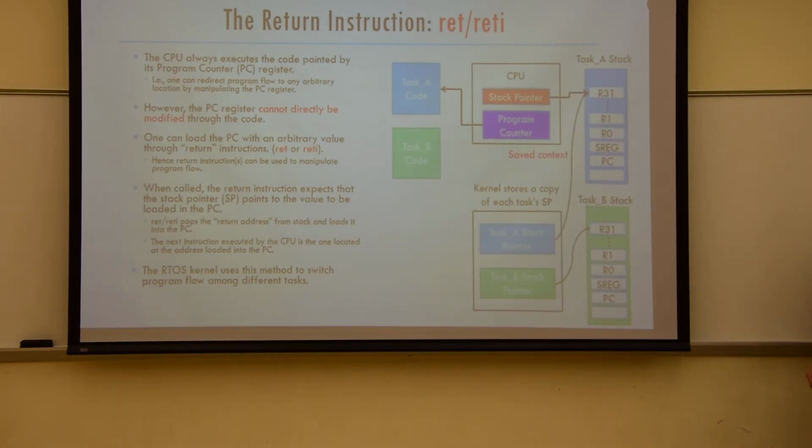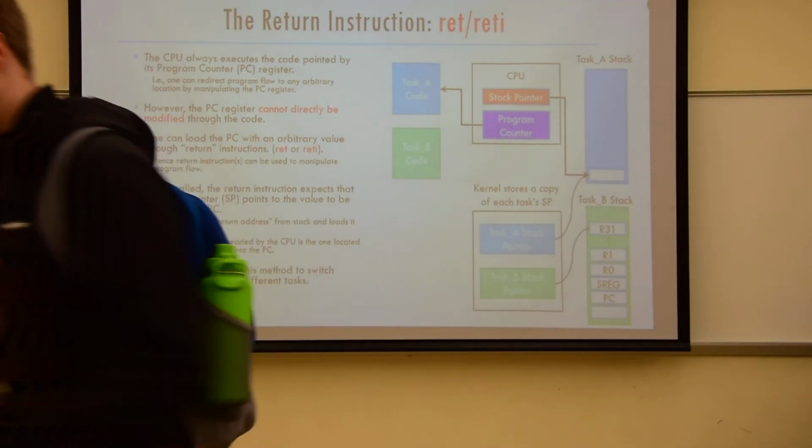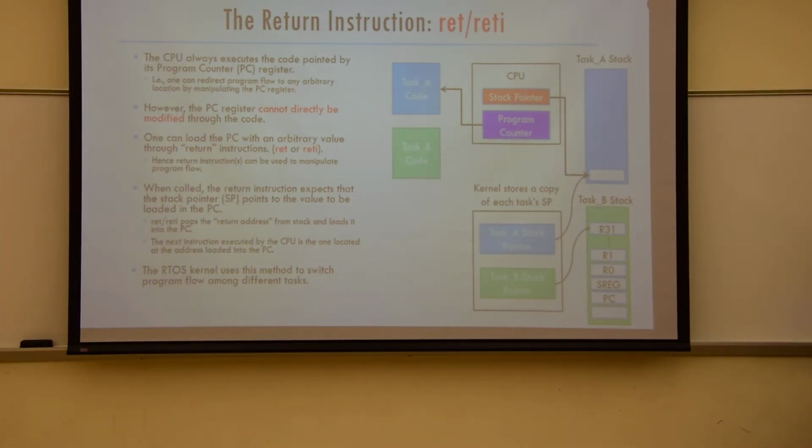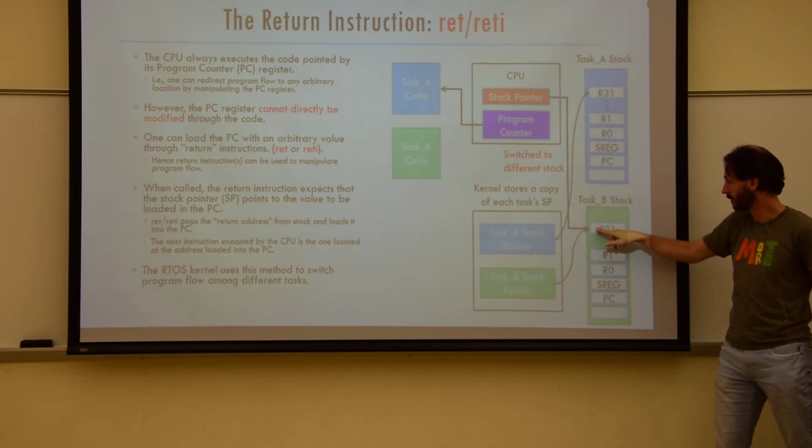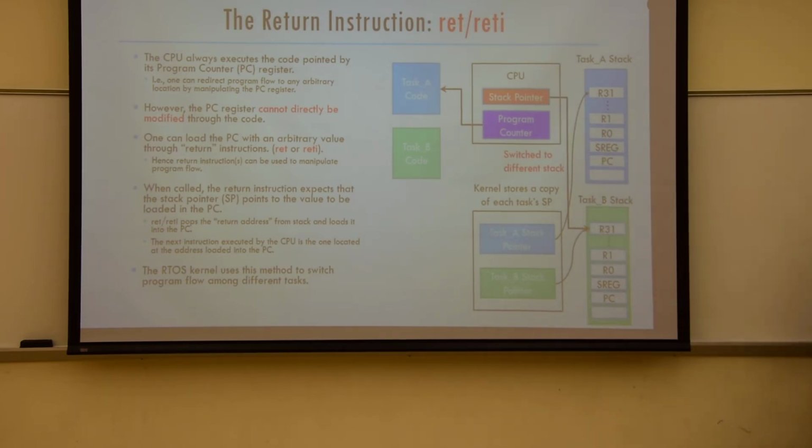So on a context switch, we're going to load all the context onto the task A stack, and then the stack pointer will be redirected to the stack of B. You're going to read in all of the context of stack B, and now on the return instruction the PC is loaded in here, and you point at the right spot in task B code and you resume execution of that task B.